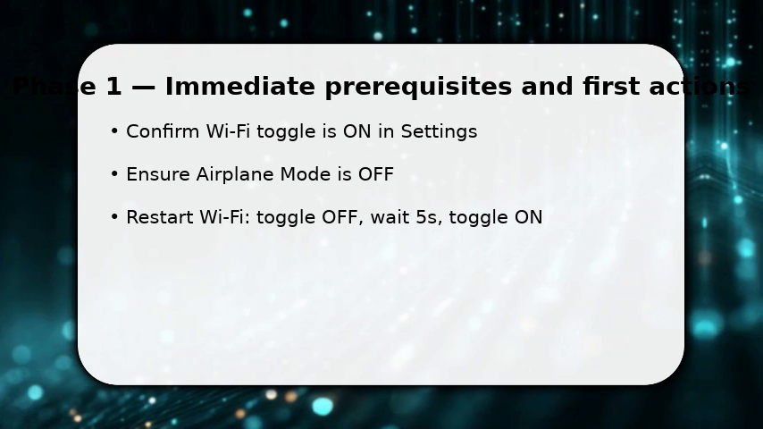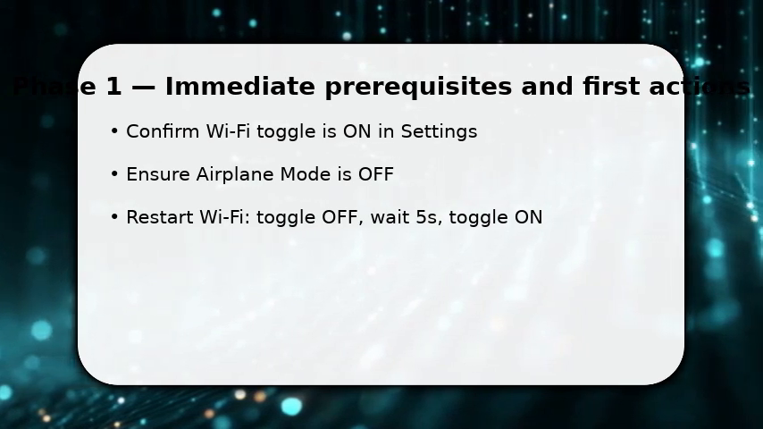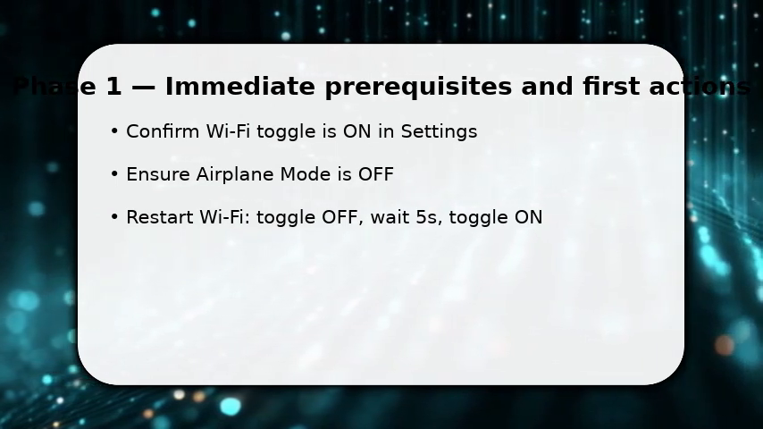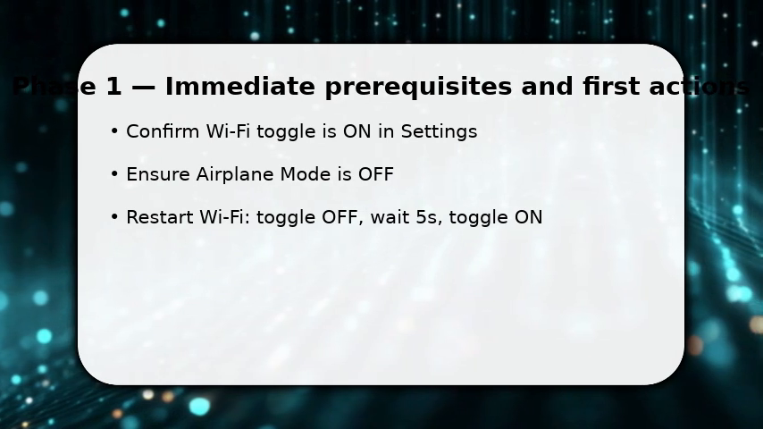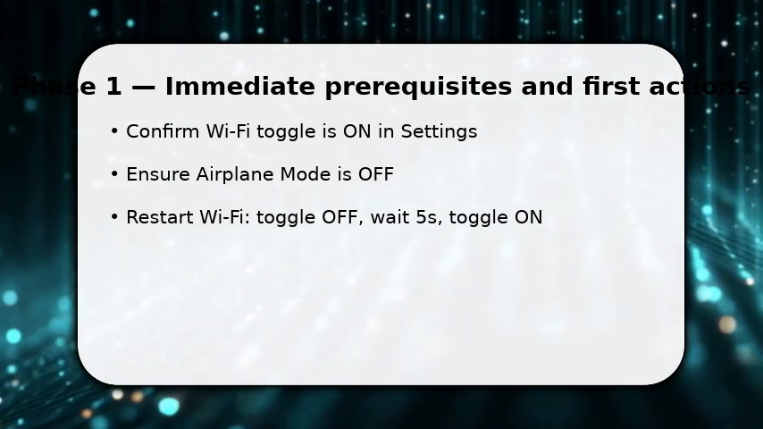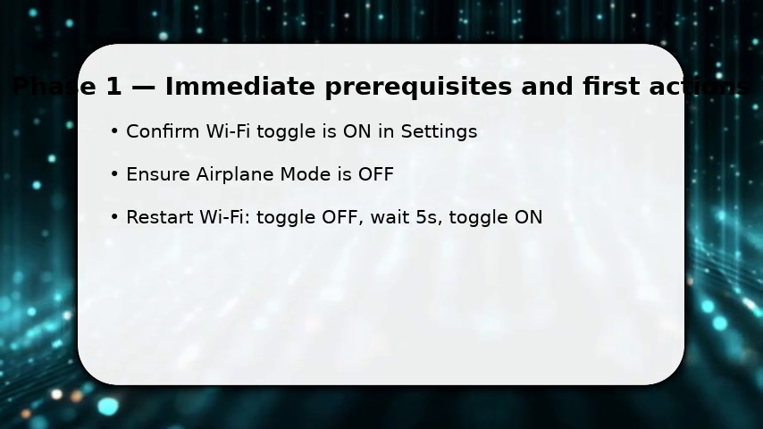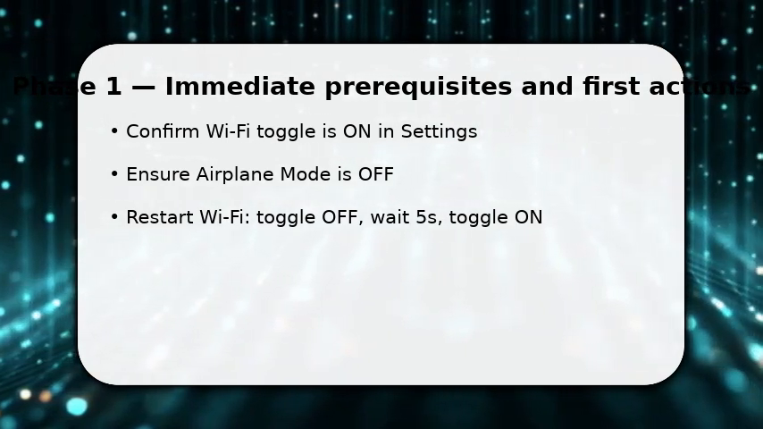Once done, toggle Wi-Fi OFF, wait about 5 seconds, then toggle it back on to force a fresh probe for networks. This clears simple radio glitches. If you see the problematic network, long press it to access options, because you'll need to forget or reconfigure it in the next step. You now remove stale settings.